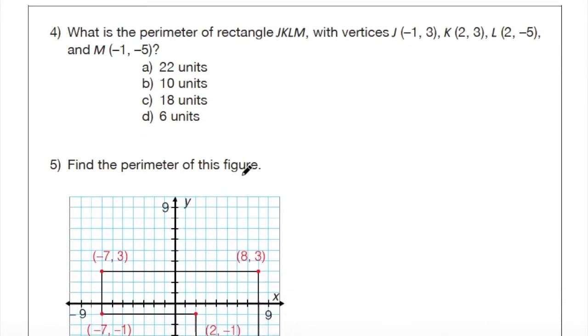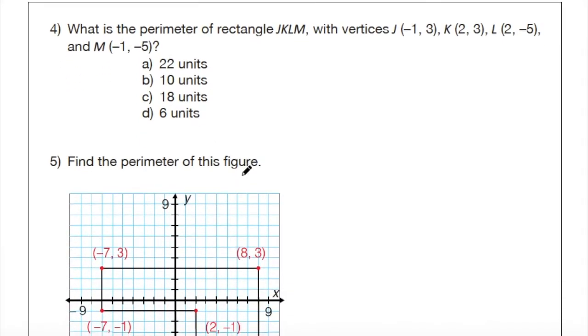Next question. What is the perimeter of rectangle JKLM with vertices J at -1 and 3, K at 2 and 3, L at 2 and -5, and M at -1 and -5?